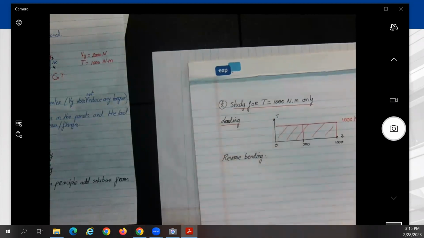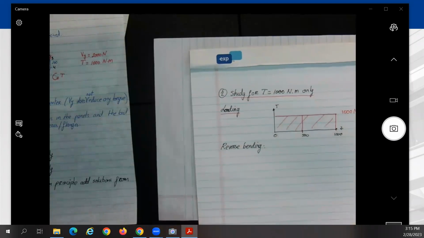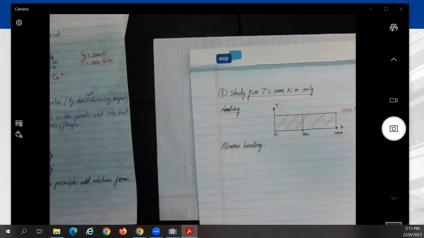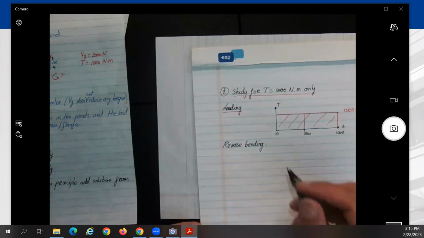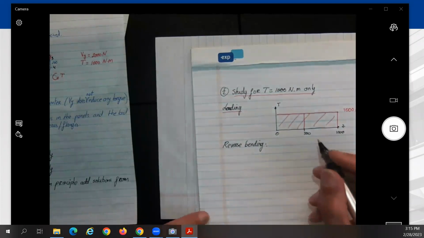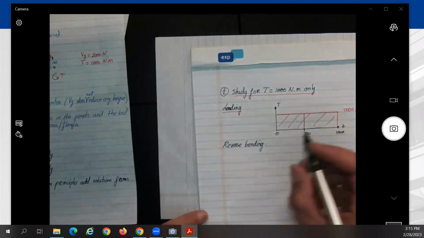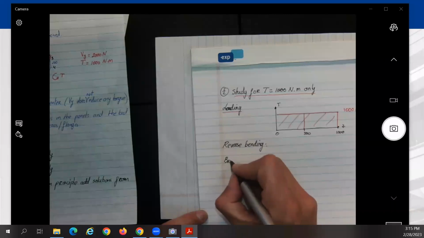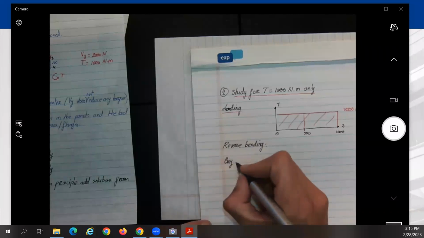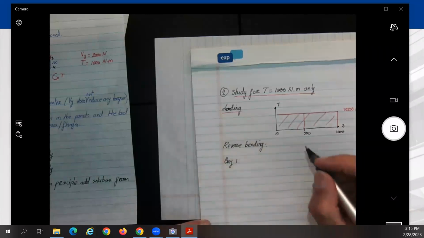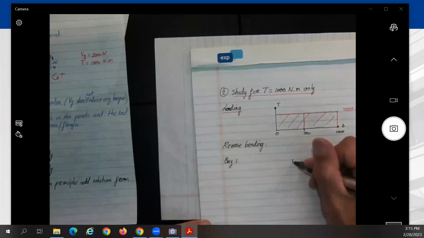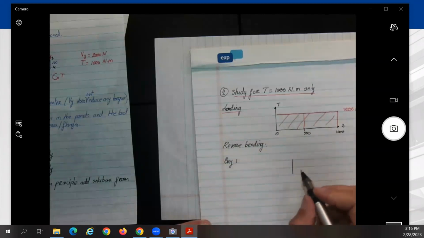Okay, so in order to do this, we use something which is called reverse bending. Many times called reverse bending. So let's see. I'm going to go at bay 1. Okay, so basically, I'm going to do here the panel again. It must be 4.